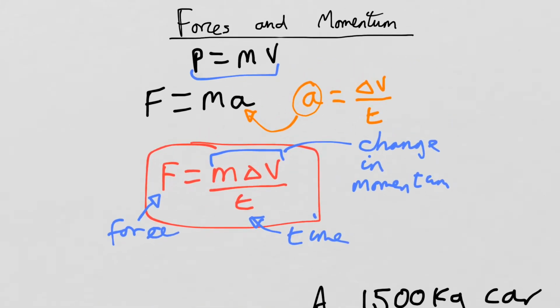So can you see now why a large change in momentum over a short period of time is going to give you a very large force? Yeah, if you take a number and you divide it by a small number, in other words, you make time very short, make time very small, then you're going to get a very, very big force out here. Now let's have a look at this in a question.